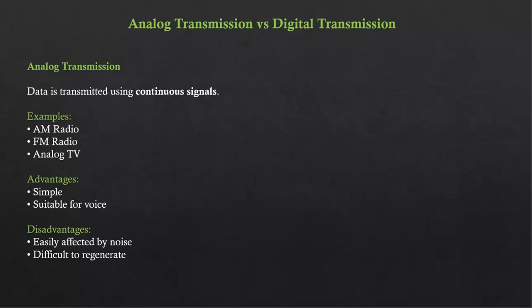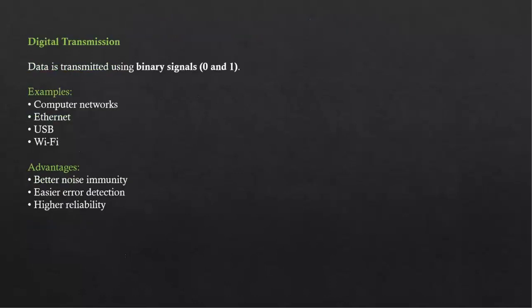Moving on to digital transmission, this uses discrete signals, generally represented using binary 0 and 1. Typical examples include computer networks, Ethernet, USB, Wi-Fi. Major advantage is that digital communication has good noise immunity and supports error detection, making it highly reliable. On the downside, the only thing is that we need encoding and decoding mechanisms to represent the information digitally.